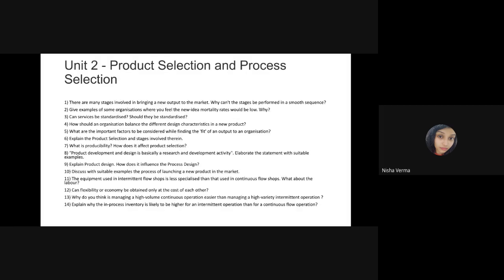Now we will go to the second unit, that is product selection and process selection. Product selection is a strategic decision consisting of what product is to be produced, in what form, with what features, and in what number. Whereas process selection decides about the quality and quantity of the manpower, capital requirement, and the choice of process which is used for the production.